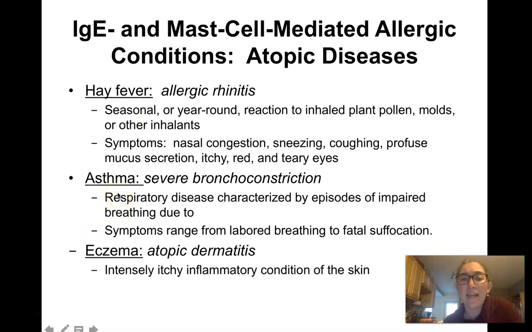Asthma is a more severe form of allergic rhinitis. It involves bronchoconstriction, so it's still respiratory, is what I'm trying to get at, but it's further down, lower in the respiratory system, in the bronchioles, and they start to constrict. And so it's more severe than hay fever because it can have more severe pathophysiology anatomically. And then eczema is another very common atopic disease.